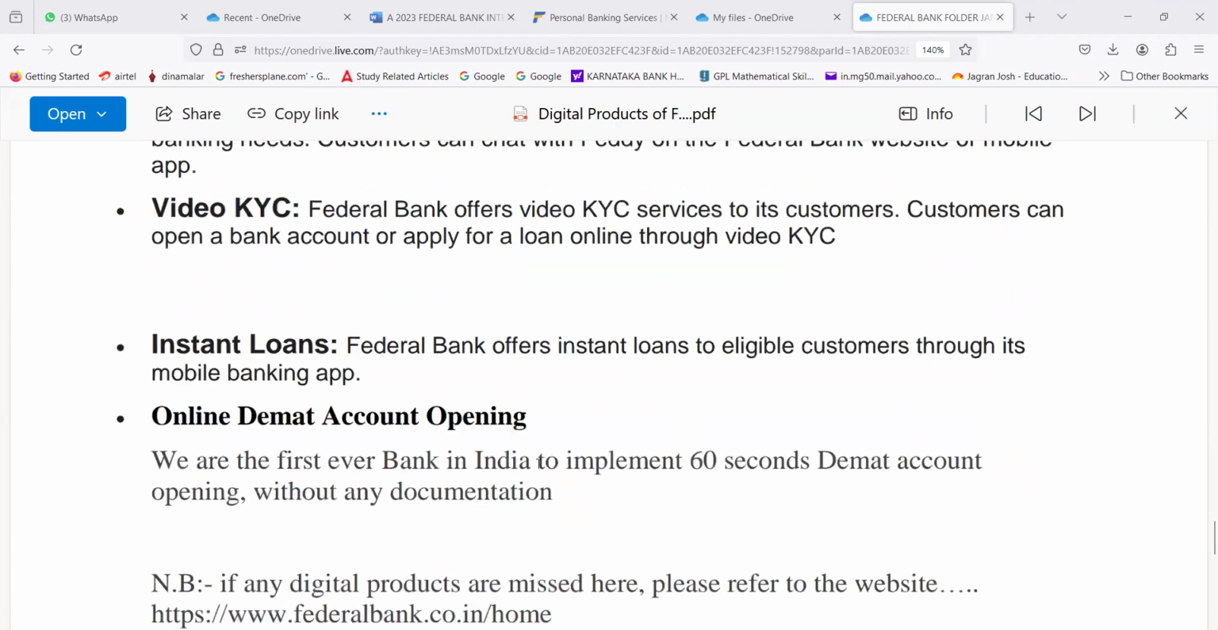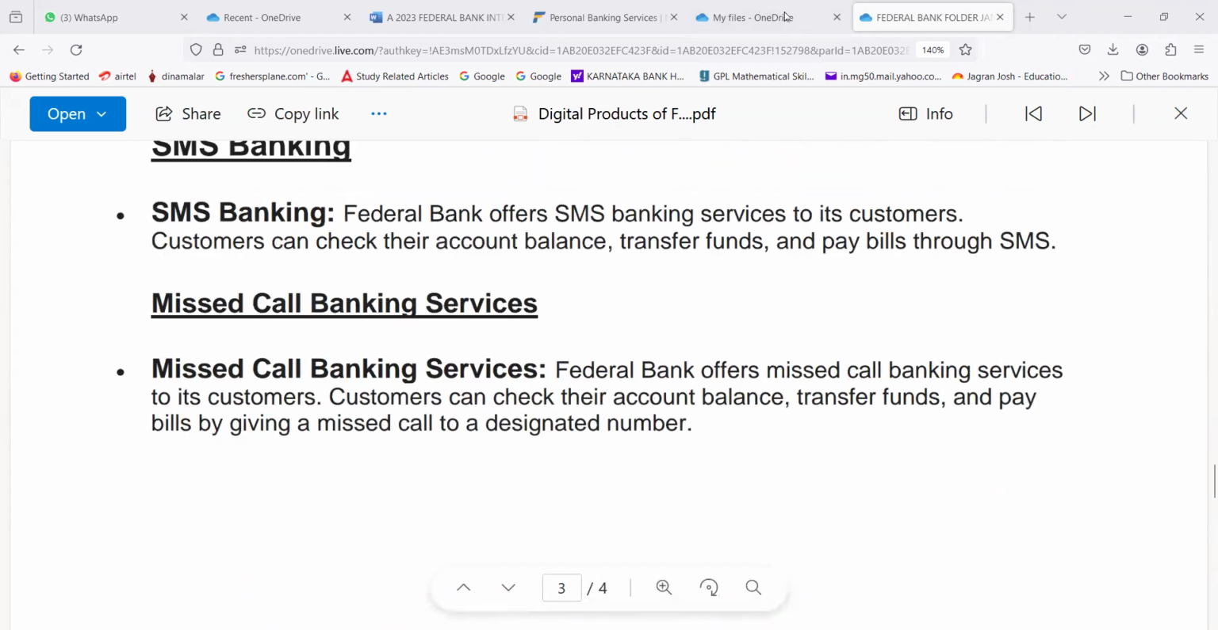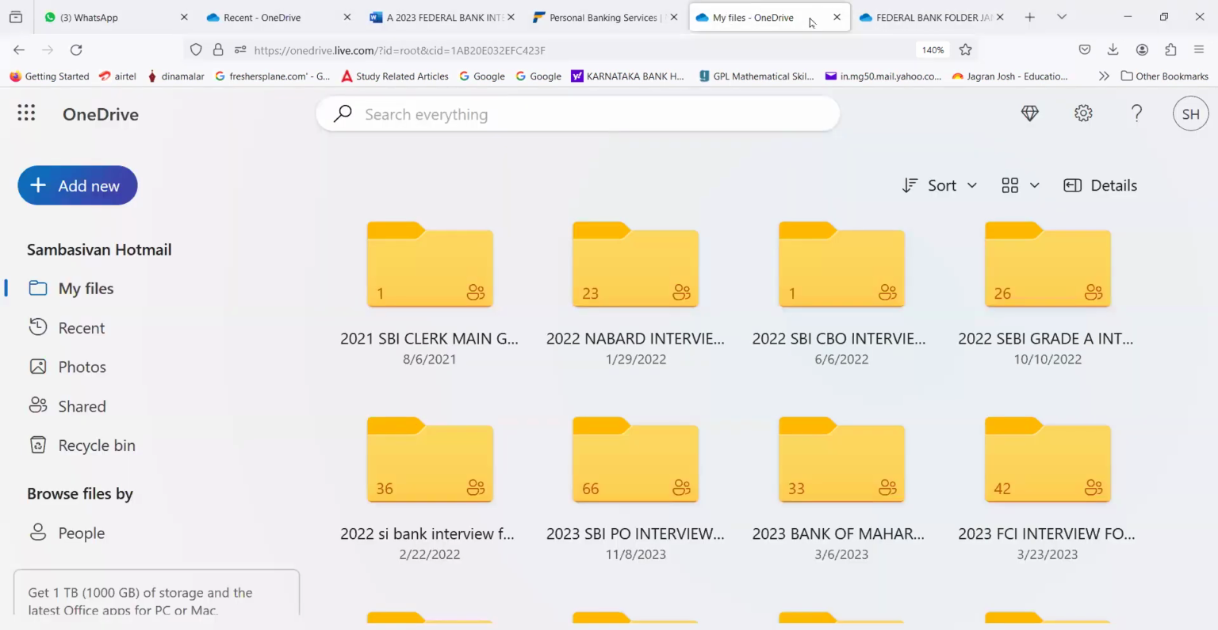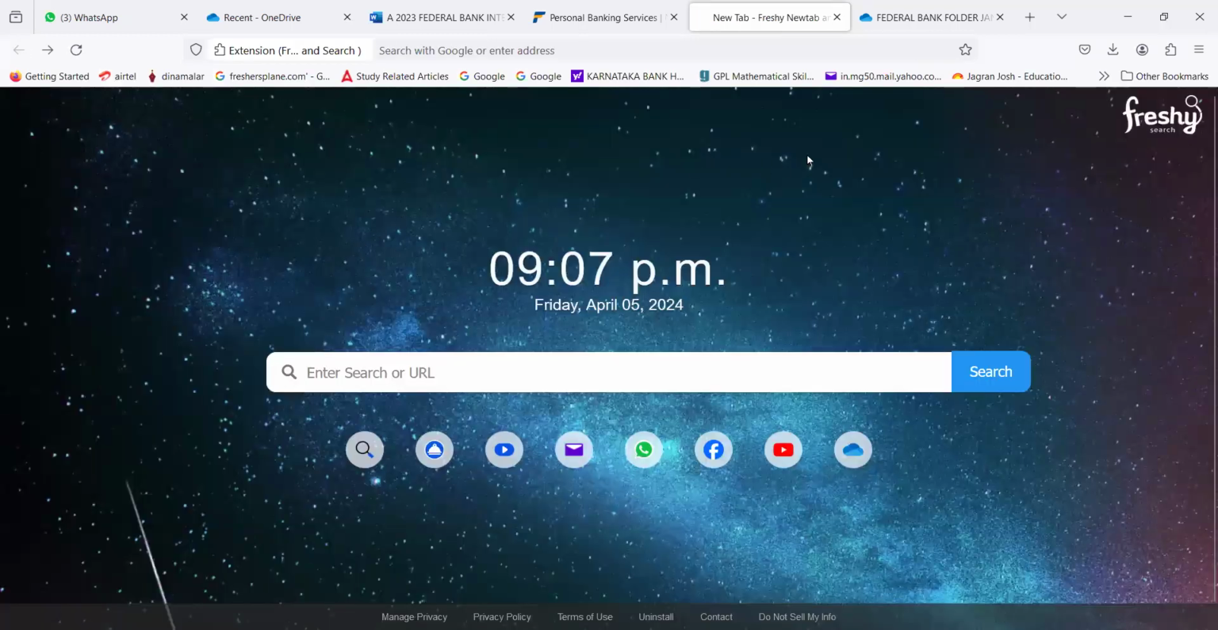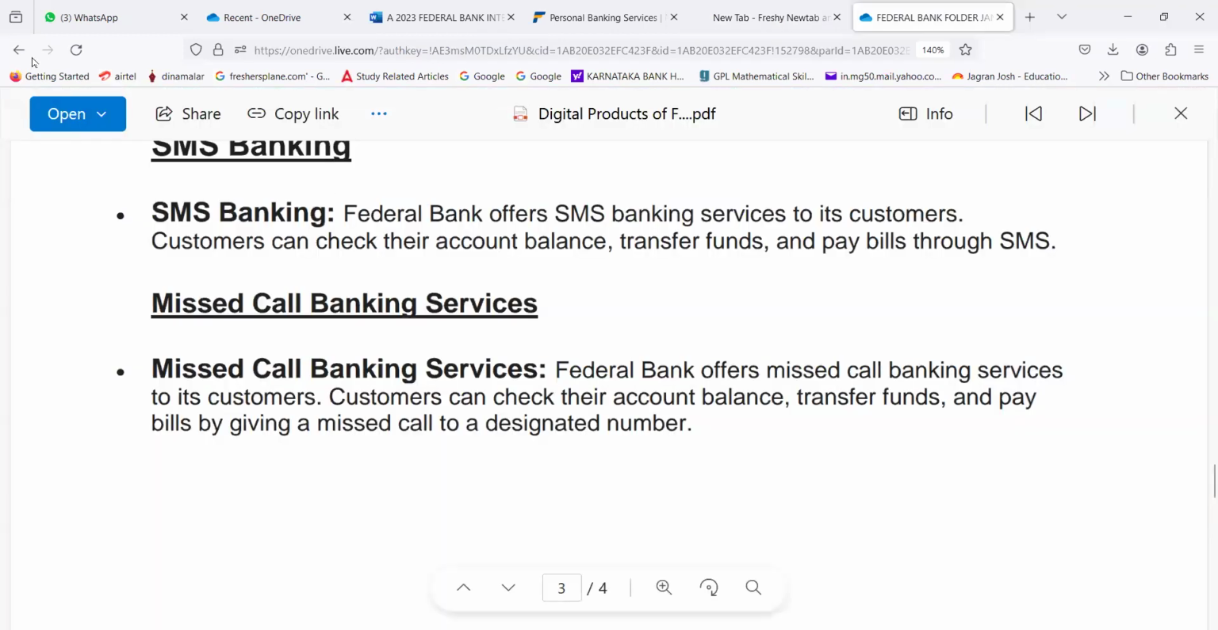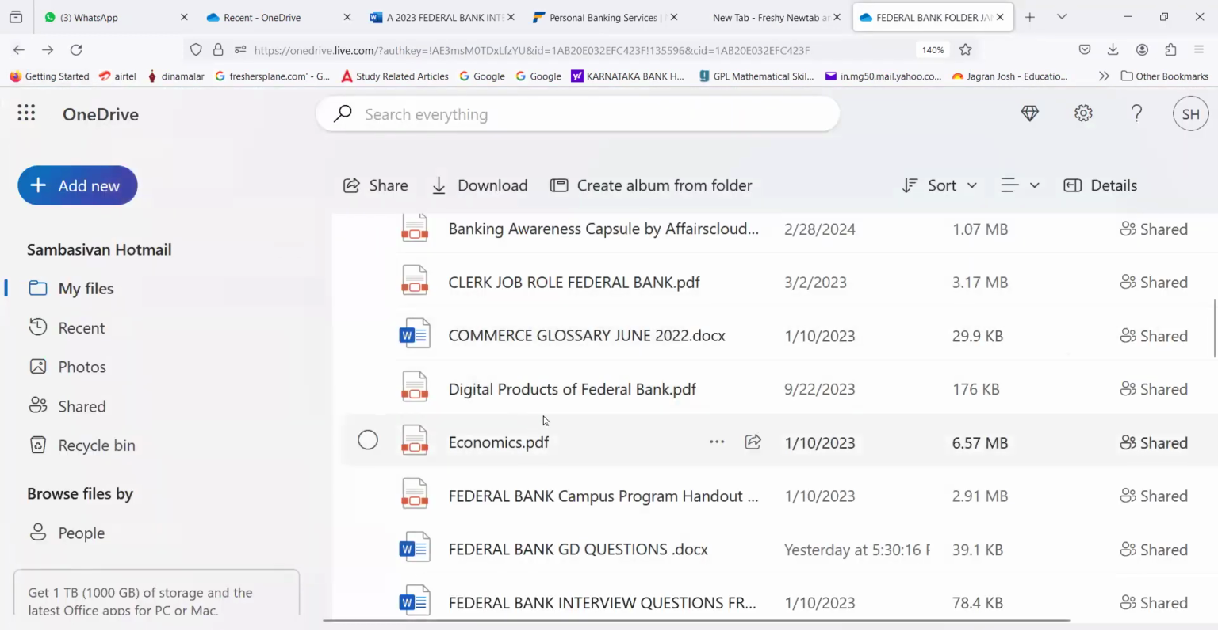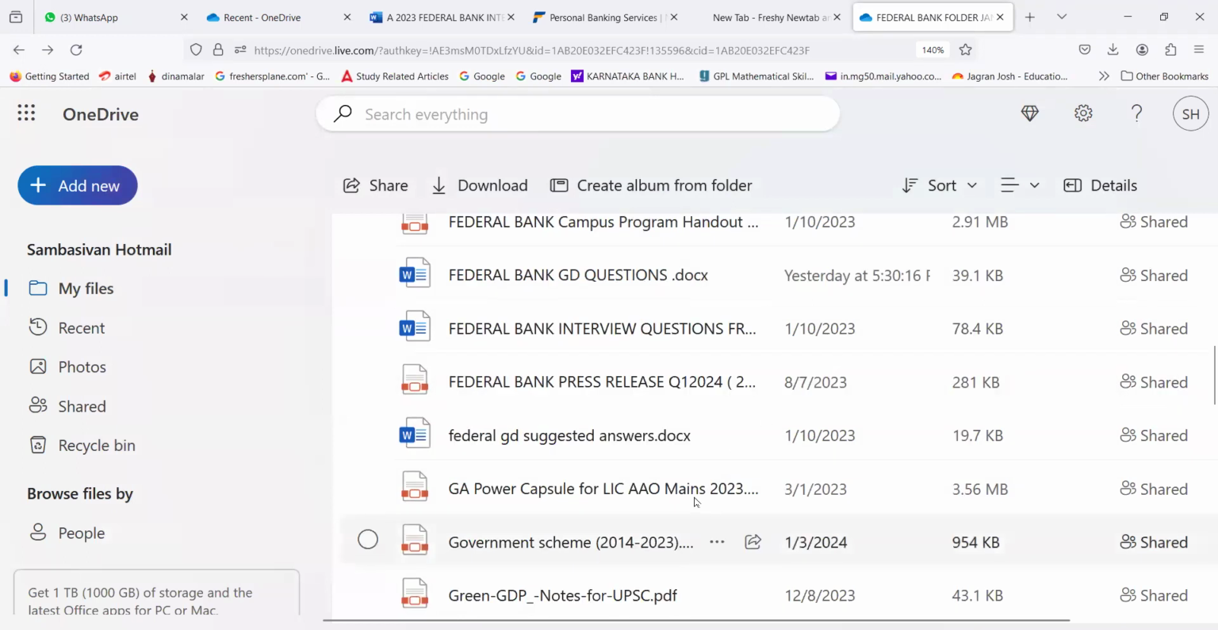That's right. Good. So these are the details of digital products. You can remember about that. And now, one minute. This one is the Federal Bank folder. I can go back. Now, what else?